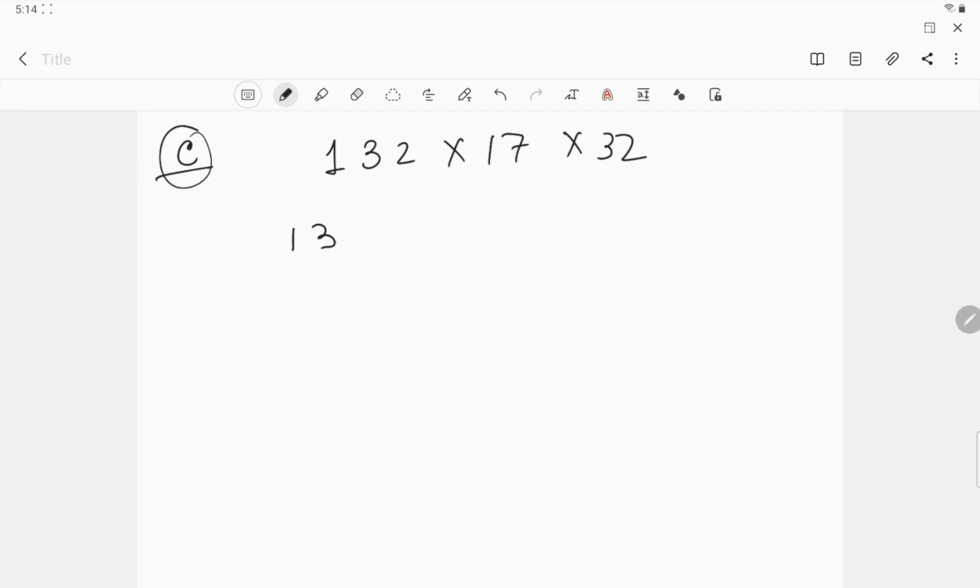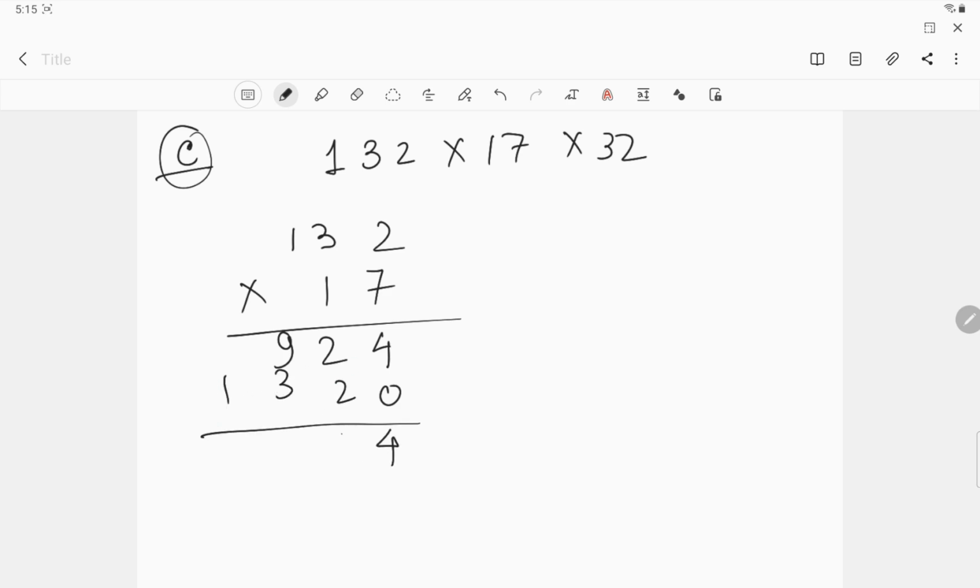Now multiplying 132 with 17. 7 twos are 14, carry 1. 7 threes are 21, 21 plus 1 is 22, carry 2. 7 ones are 7, and 7 plus 2 is 9. Now it's 0. 2 ones are 2, 3 ones are 3, 1 one is 1. So it's 4, 2 plus 2 is 4. 9 plus 3 is 12, and carry 1. So now this is our product, and multiply this product by 32.